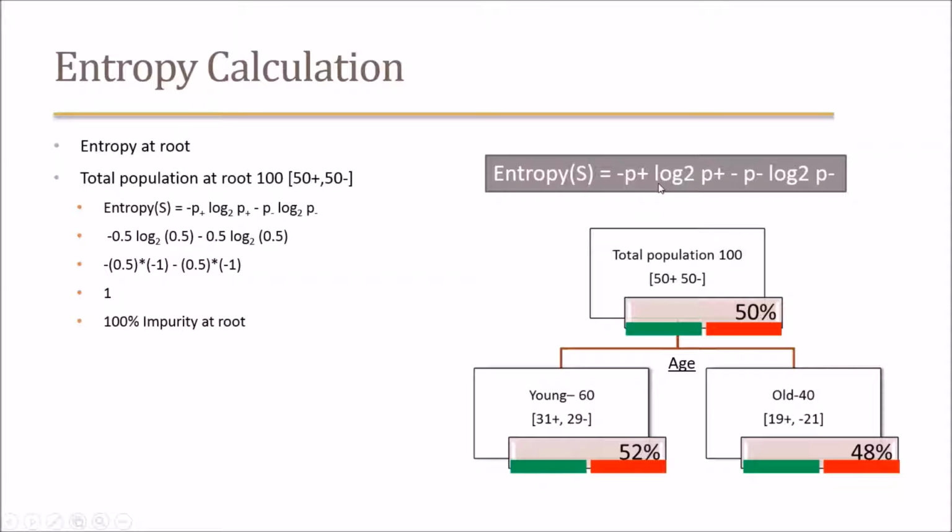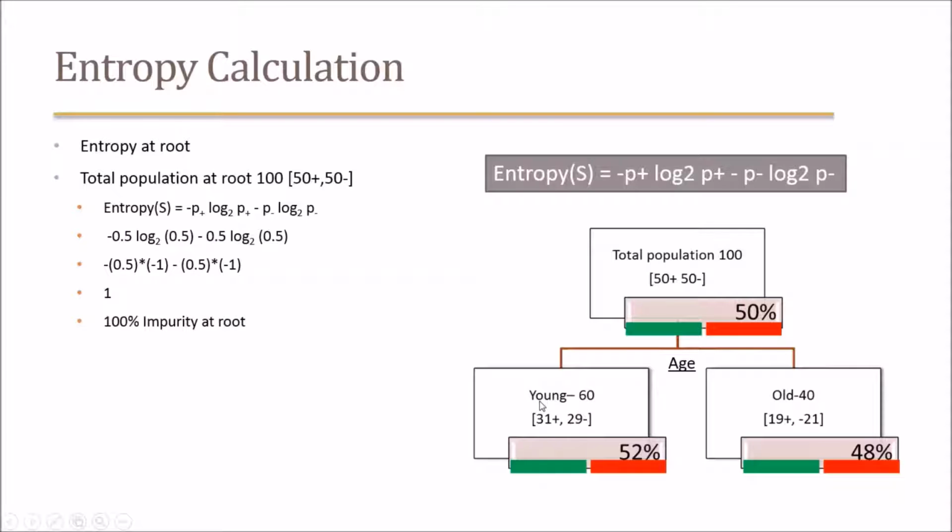So we know the formula of entropy. It is negative of proportion of positive into log 2 of proportion of positive, minus proportion of negative into log 2 of proportion of negative. So you can see the formula here, and at this root we have probability of positive, which is 0.5 into log 2 of 0.5. Probability of negative is again 0.5 into log 2 of 0.5. When you substitute all the values, when you calculate, you'll get the entropy value as 1, that is like 100% impurity at root. That is understandable because there is a 50-50 chance at this root level.